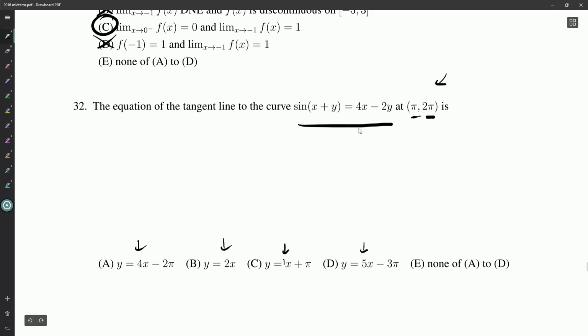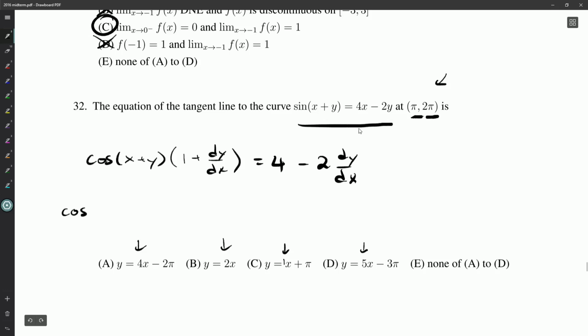All right, so implicit differentiation, derive both sides. Derivative of sine of x plus y is cos of x plus y, then the derivative of the inside. The derivative of x is 1, the derivative of y is dy by dx. Then the derivative of 4x is 4, minus 2, the derivative of y is dy by dx. Now, I could expand and rearrange. That would be perfectly fine. I think what I'm going to do instead really quickly is plug in my x and y values here. So I'll get cos of pi plus 2 pi, which is cos 3 pi.